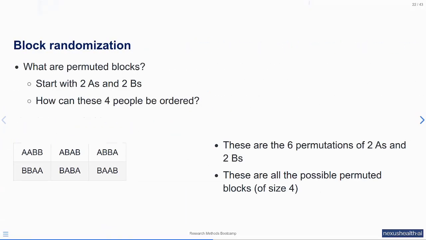So what are the possible block combinations? If we start with 2 A's and 2 B's, the question is, how can these 4 people be ordered? So if you look at that box here, it shows the 6 possible combinations or permutations of 2 A's and 2 B's. And these are all the possible permuted blocks of size 4. So if we're considering blocks of size 4, it means we're going to have 6 possible permutations.